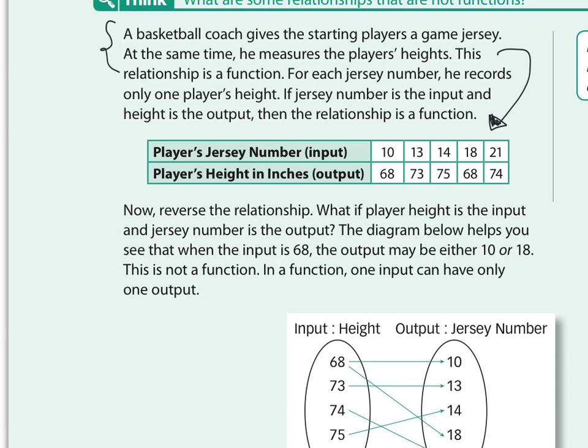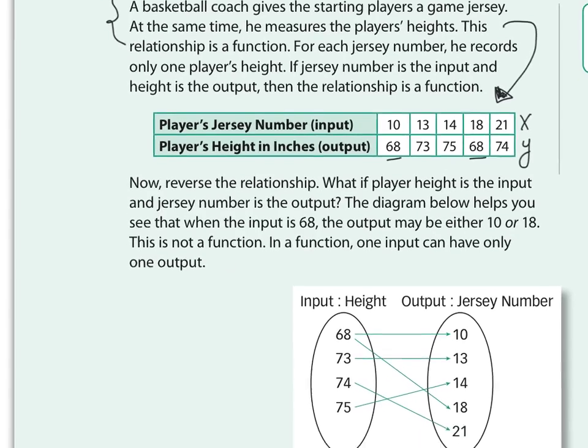Here are all of the jersey numbers. These are all my X values. None of them repeat. Here are all of the heights, or the outputs. We have a couple that repeat. I see the number 68 on here twice, but that doesn't make a difference because each jersey number, the inputs, are really what matter. None of my inputs, 10, 13, 14, 18, 21, are the same. So therefore, we have a function there.